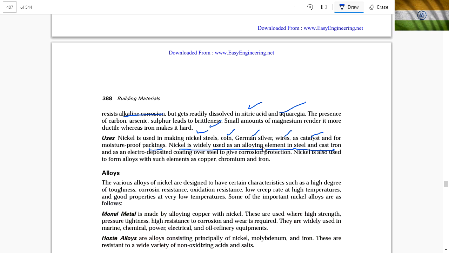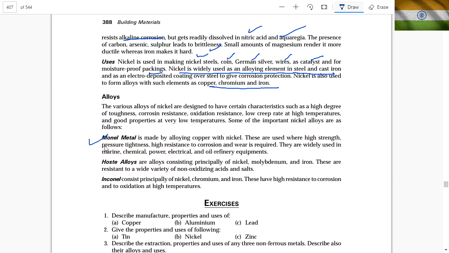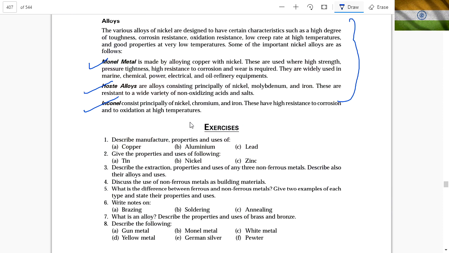Nickel is also used to form alloys with elements such as copper and chromium, and some alloys, as you know, are monel metal, Nichrome and Inconel. So you just read these alloys, and here we are completing our non-ferrous metals.